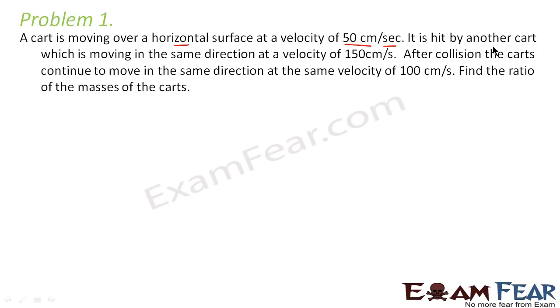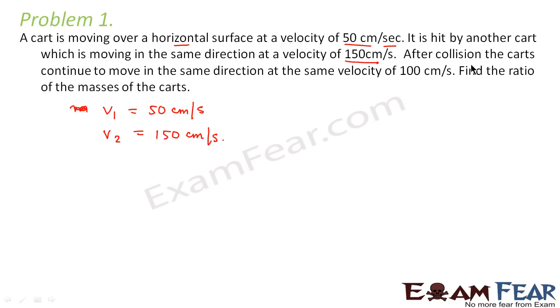It is hit by another cart which is moving in the same direction at a velocity of 150 cm per second. So that means, let us suppose for cart 1, the velocity is v1, which is 50 cm per second. Now for cart 2, the velocity v2 is equal to 150 cm per second.